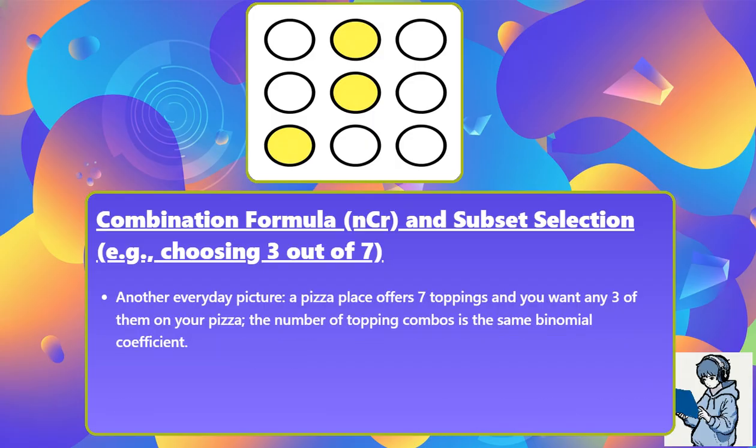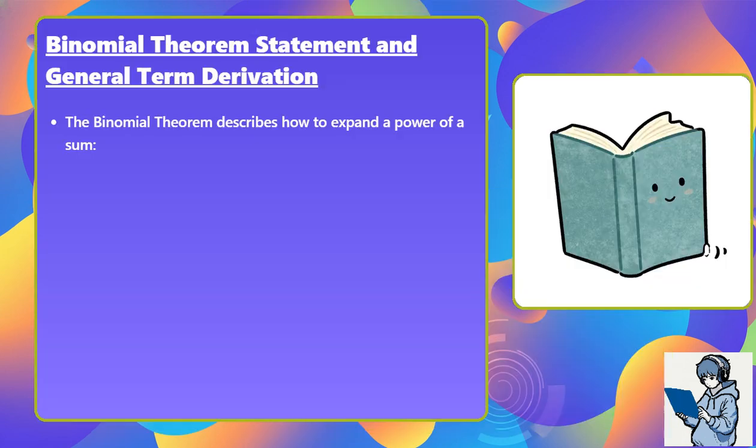Another everyday picture: a pizza place offers 7 toppings and you want any 3 of them on your pizza. The number of topping combos is the same binomial coefficient. This formula also appears as the coefficients in the expansion of x plus y to the n. The binomial theorem describes how to expand a power of a sum. (x plus y) to the n equals the sum from k equals 0 to n of n choose k, x to the n minus k, y to the k.